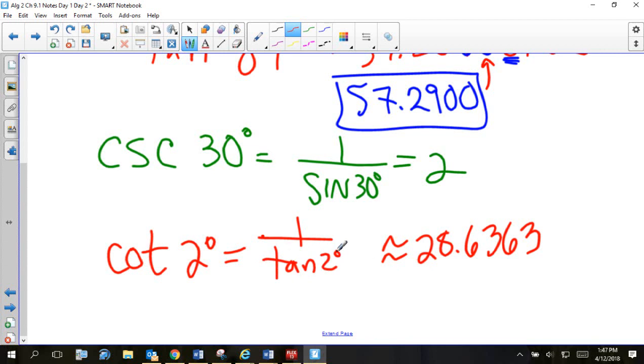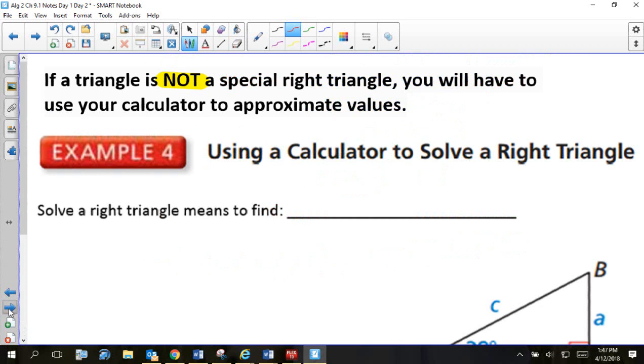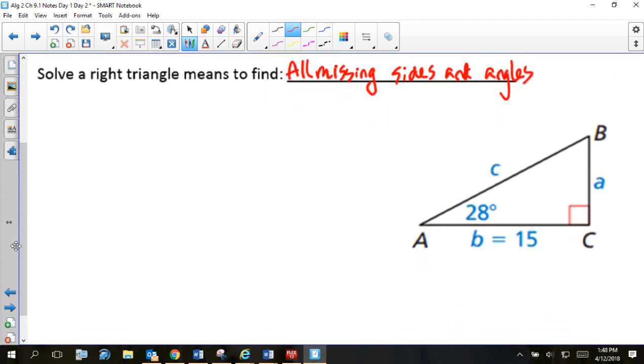So we needed to know how to type those in, because now we are going to be solving right triangles, but they are not special right triangles. They're just any other right triangle. Before we go on, to solve a right triangle means to find all missing sides and angles. That's what solving a right triangle means.